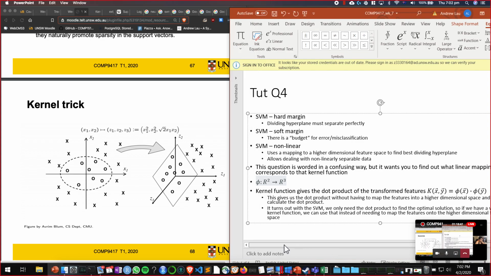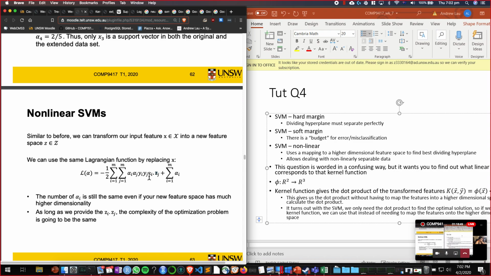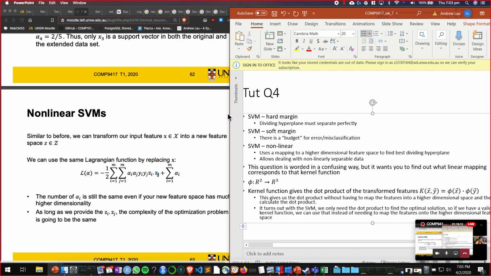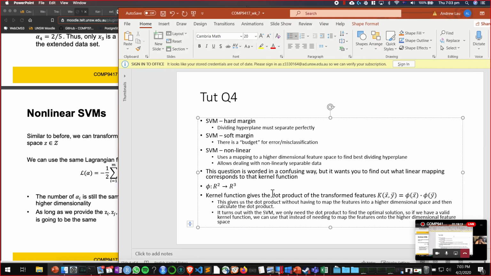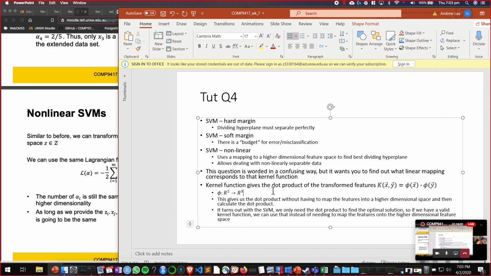Now, that's all well and good, right? But recall in our optimization problem, we actually never need to directly calculate this. All we actually need is the dot product. So instead of having to transform everything from R2 to R3 and then calculate this, if we have a kernel function, so what is a kernel function? A kernel function effectively gives you the dot product of the transformed features. So this k of x, y is the same as this. This saves us a step.